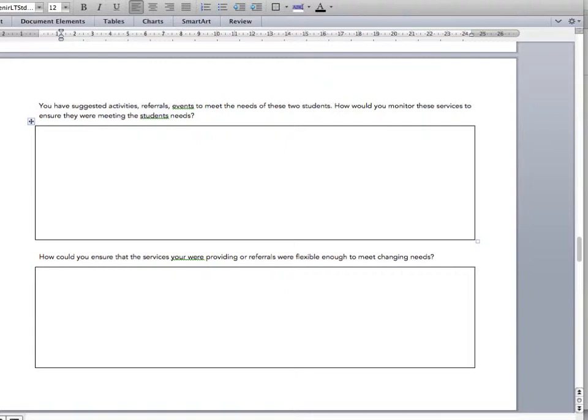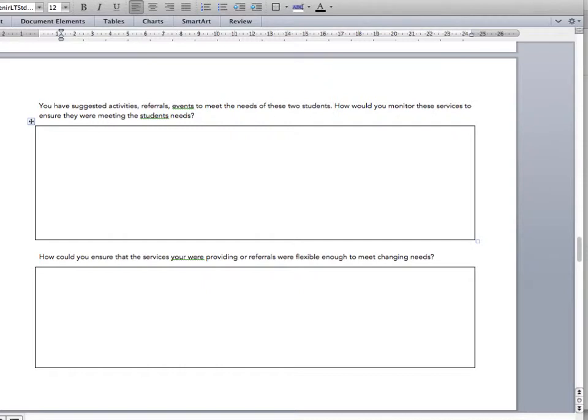You could talk to the student themselves. You could do an interview with the student themselves. You could interview the person who was providing the service, whether it was a counsellor, psychologist, or whatever. But just some ways of finding out whether the needs of these two students are being met.